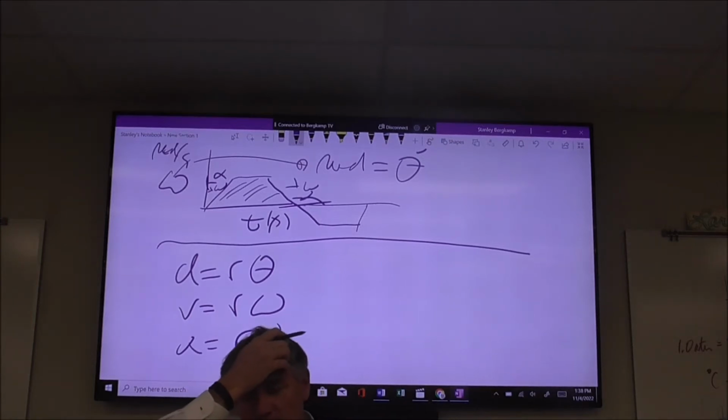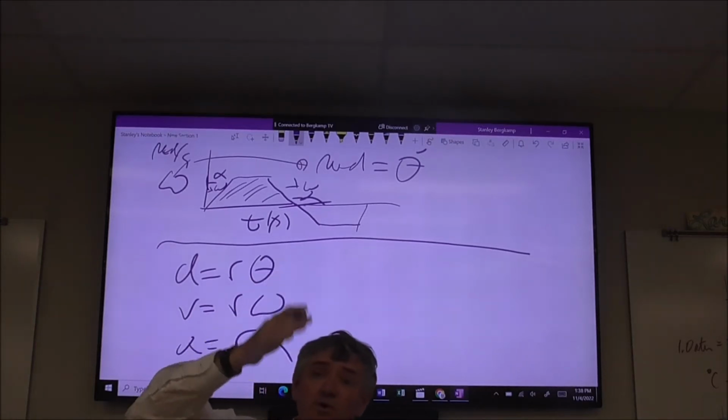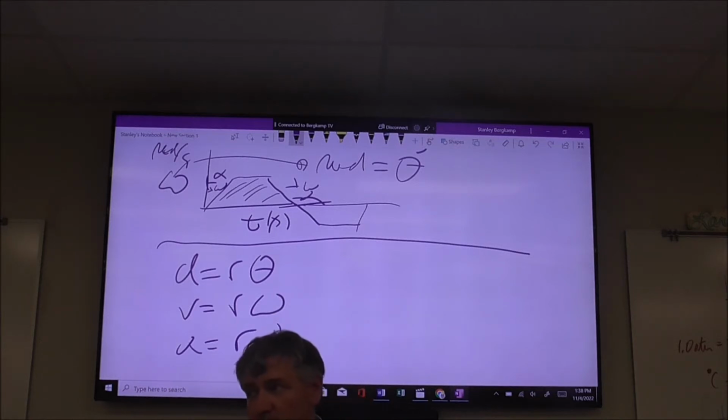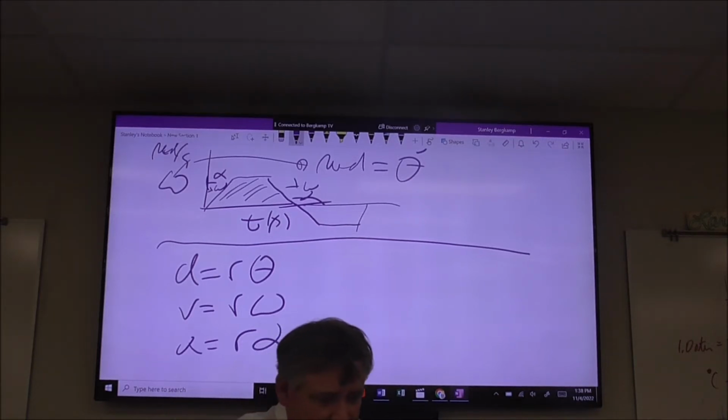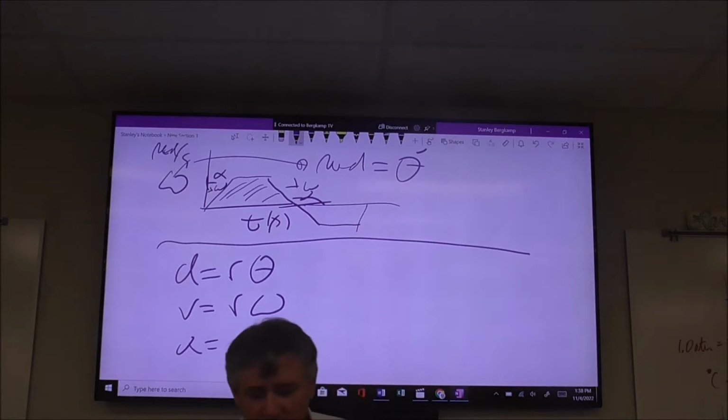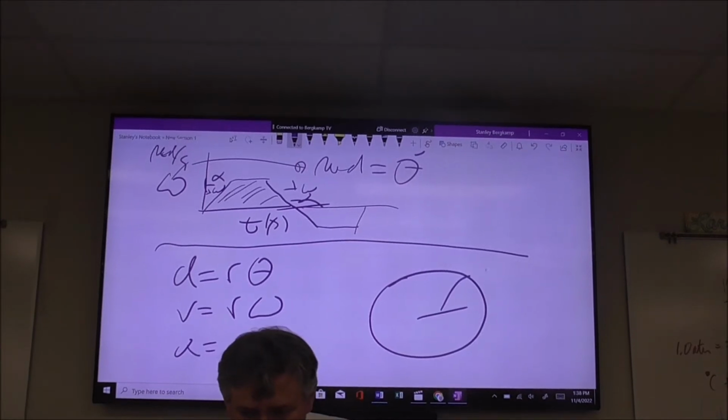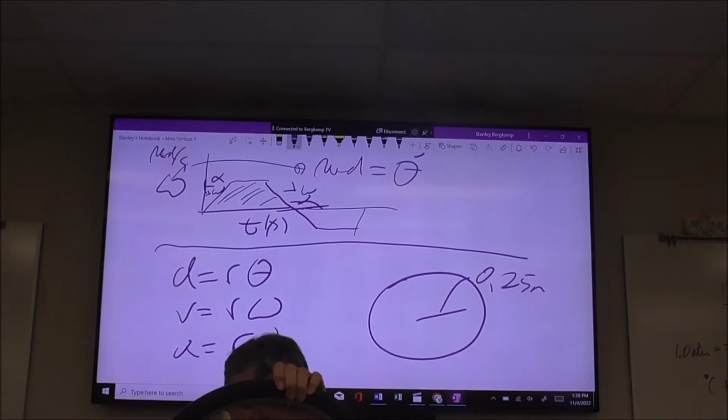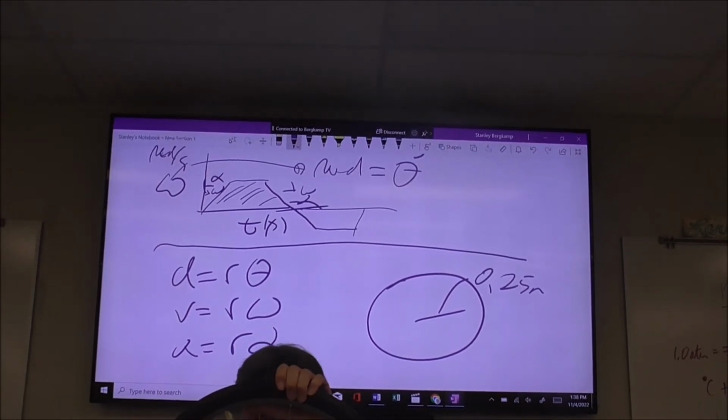Now notice, what do all three of those have in common? They all involve radians. They all involve a radius. Now here's what I want you to look at. I want to start with a simple example. Let's say that the radius of this bicycle tire is 0.25 meters, which it is. So the distance from here to here is 0.25 meters.